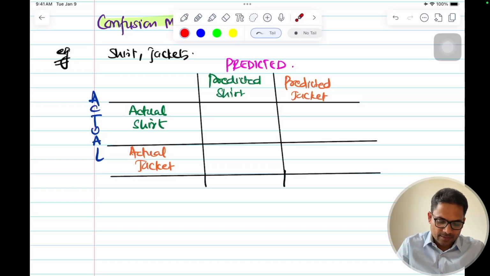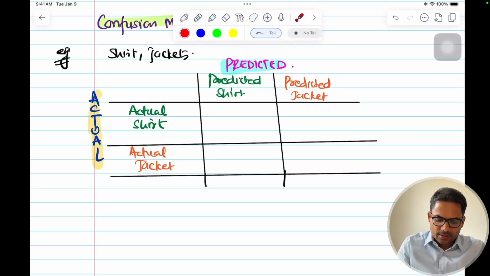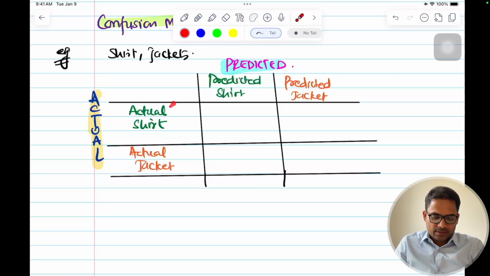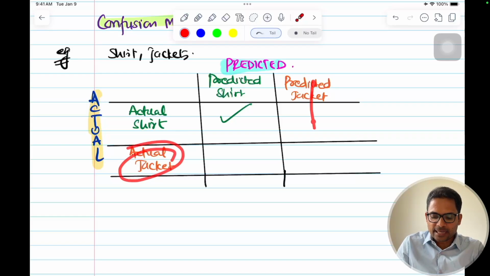Okay, this is the actual side. Let me highlight, this is your actual, in another color. This is your actual, and this is your predicted. So if the image is actually of a shirt and the model predicts it as a shirt, no problem. This is good. The model has identified it well. Similarly, if it's actually a jacket and the model predicts it as a jacket, no problem.